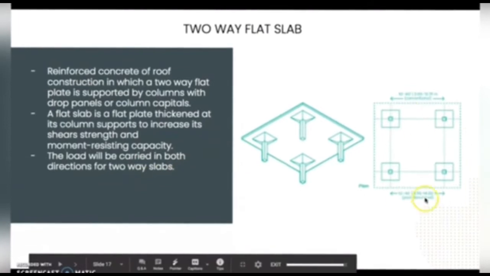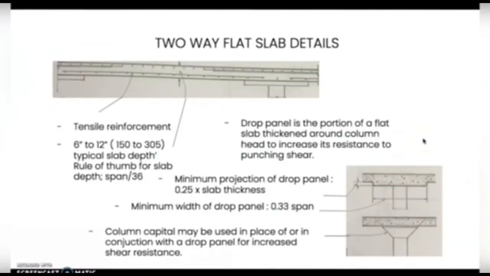So this is the plan of the two-way flat slab. And this is the two-way flat slab steel. It is also for tensile reinforcement, and the measurement for this is 6 inches to 12 inches, which is 150 to 305 millimeters, typical of slab depth, and the rule of thumb for slab depth is span over 36.